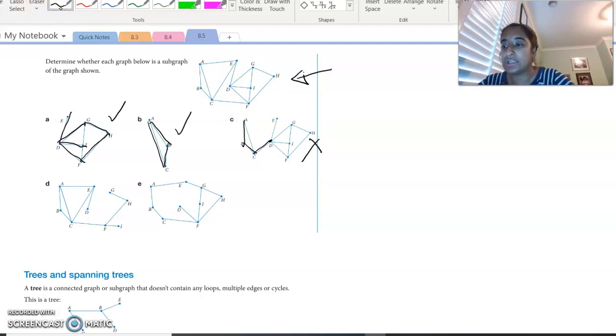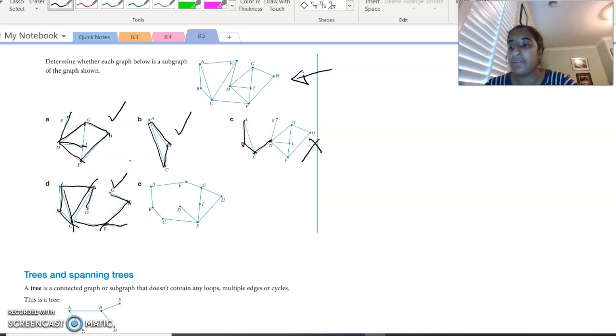Going to part D. A to B, yes, it exists. A to C, yes. B to C, yes. C to E, yep. A to E, yep. E to D, yes. G to H, yes. H to F, yes. F to I exists, even though the orientation is slightly different. And C to F exists. So yes, this one is a subgraph.